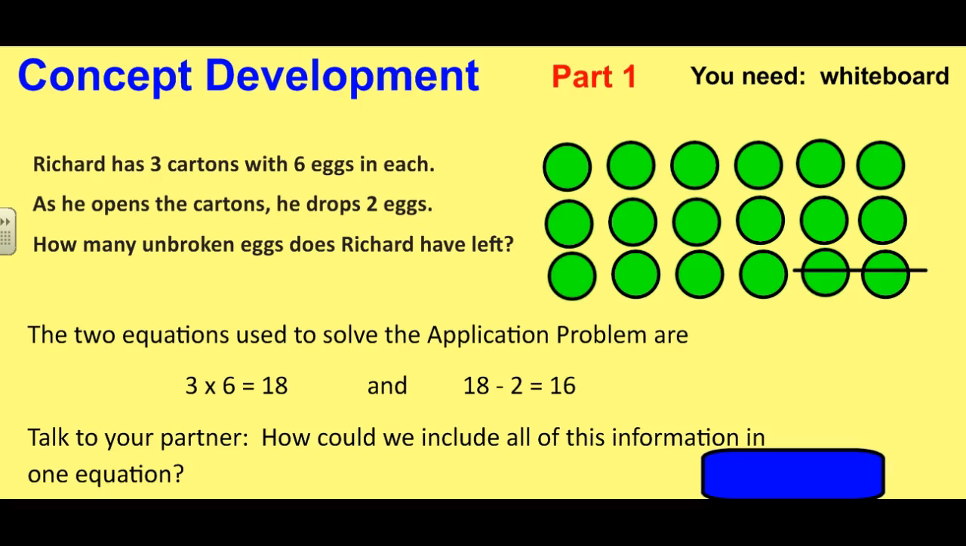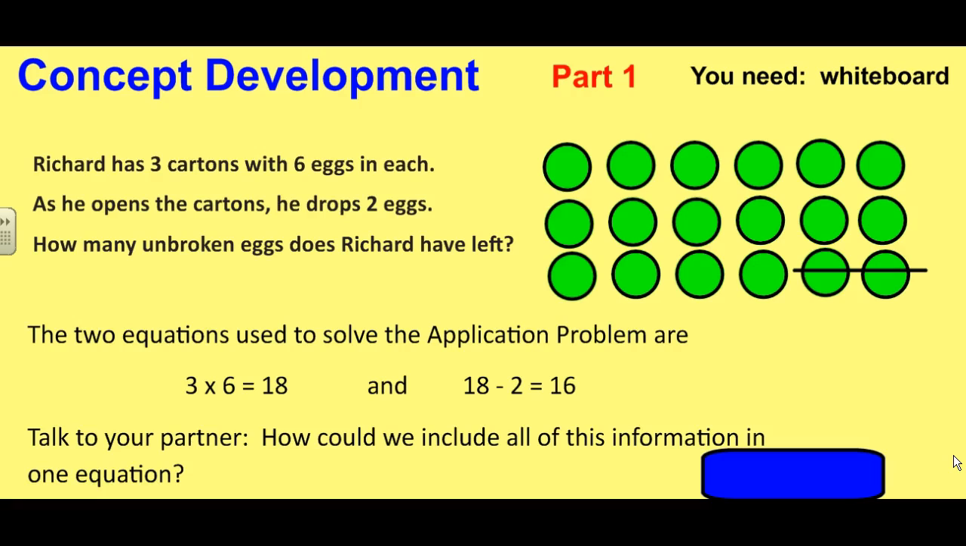Okay, so I want you to look at the problem on the left side of the page first. Richard has 3 cartons with 6 eggs in each. As he opens the cartons, he drops 2 eggs. How many unbroken eggs does Richard have left? Over here to the right, you see that I have an array. I have 3 rows with 6 in each row because Richard has 3 cartons with 6 eggs in each carton. And then I took a line and crossed out 2 of my circles in the array, and that represents how he dropped 2 of his eggs.